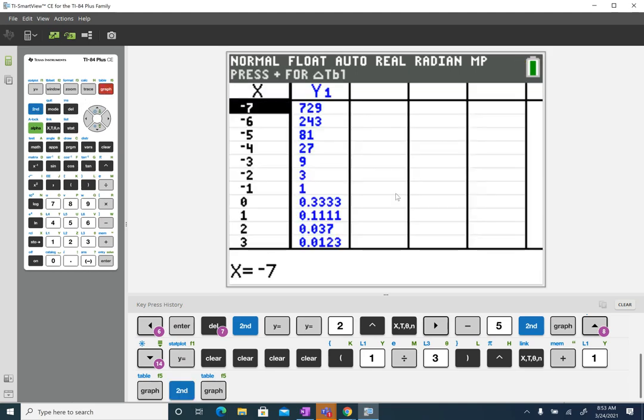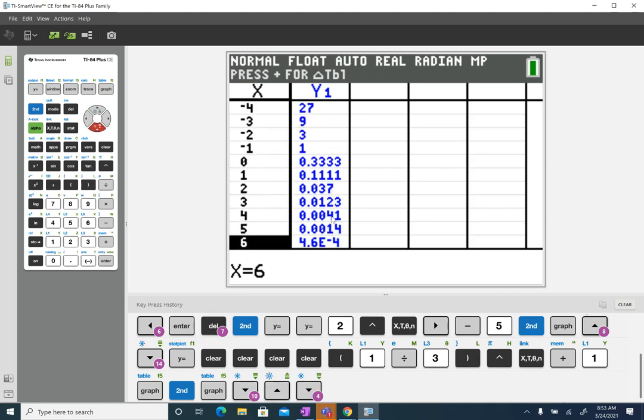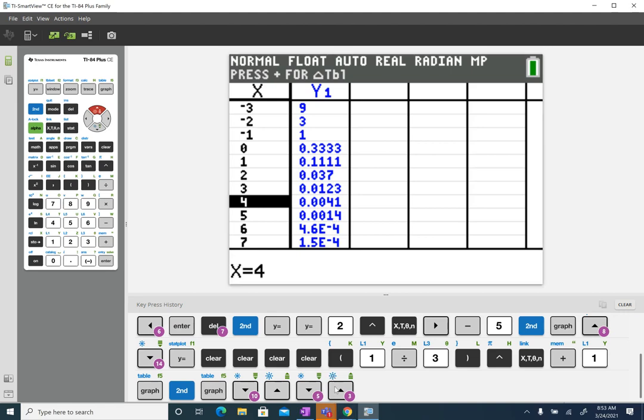To find a couple of values, again, I'm going to pull up my table. I'm going to take -2 to 2. And then look what happens as the numbers get bigger. They're getting 0.037, 0.0123, 0.0041. They're getting smaller and smaller and smaller until they are essentially 0. Why 0? Because that's where the asymptote is.